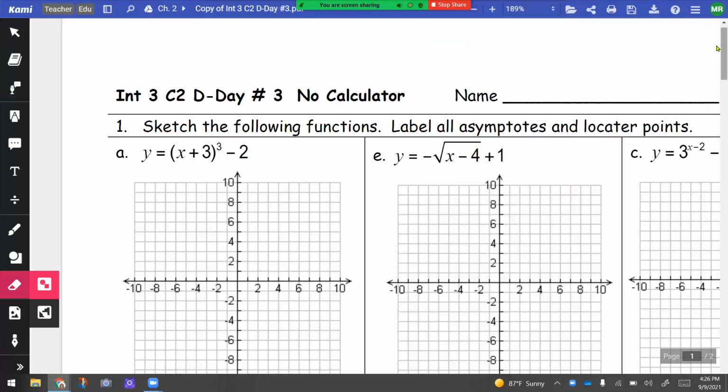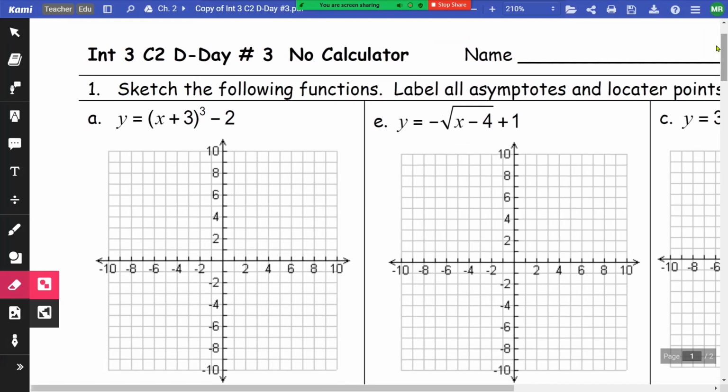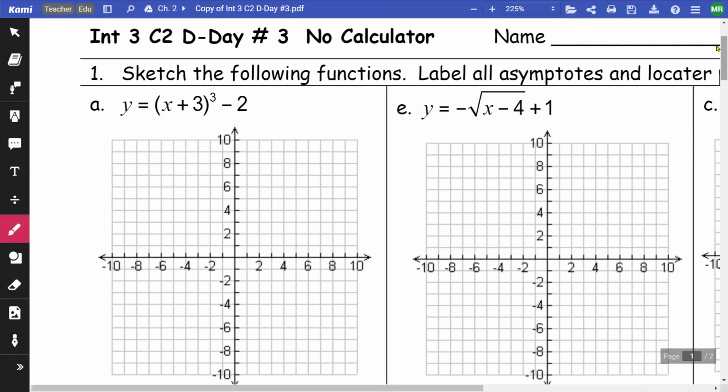So this video is on Integrated 3, Chapter 2, D-Day number 3. On this, you want to be able to recognize the locator points on all of these. So on this first one, this is kind of that S shape. It's a cubic graph, and it has a locator at -3, -2. So I'm going to go to -3, -2, and I'm going to put my point.